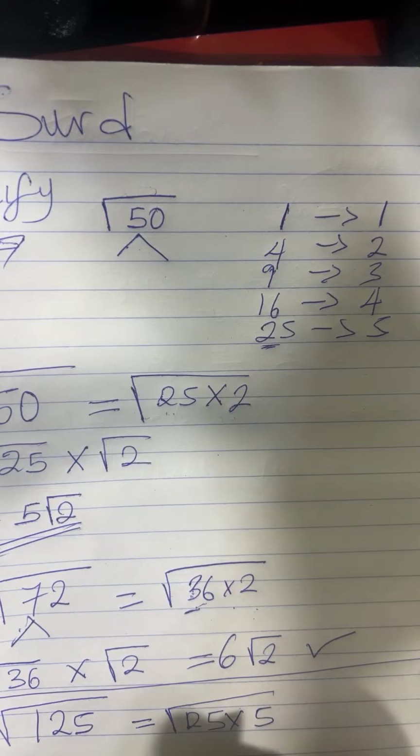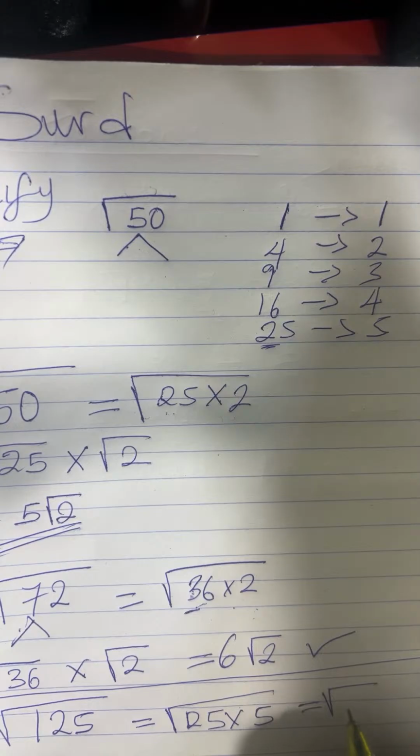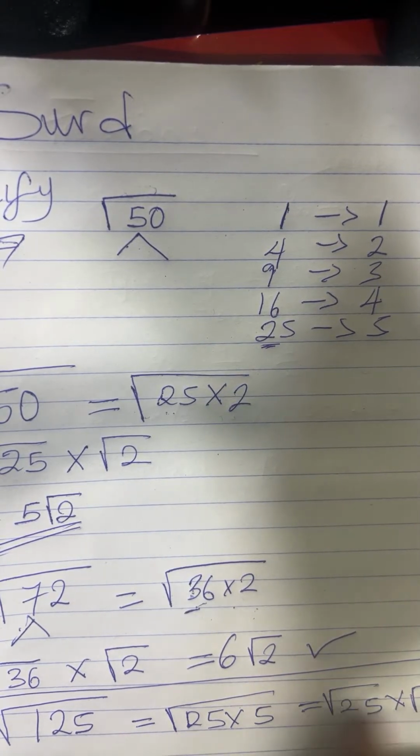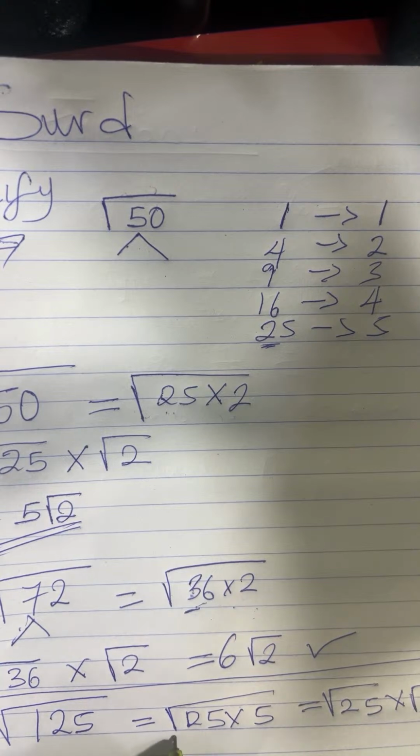So since you have that, you can now write it as the square root of 25 times the square root of 5, right? So what is the square root of 25? The square root of 25 is basically 5. So the answer is 5 root 5.